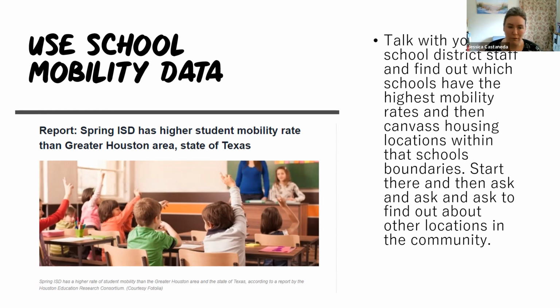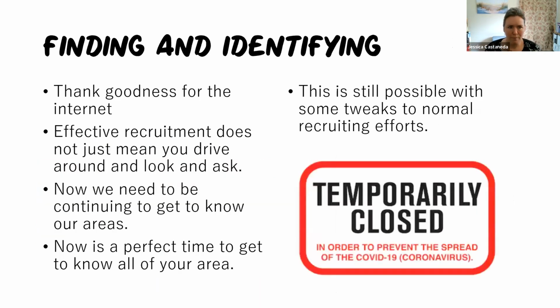A lot of times the school districts know exactly which ones. They'll say, oh, that's a school that we have the most mobility. So ask which school it is. And then you can also ask for the bounds of their particular district, their particular area, and then you can check out the housing related to that. It says here, thank goodness for the internet.